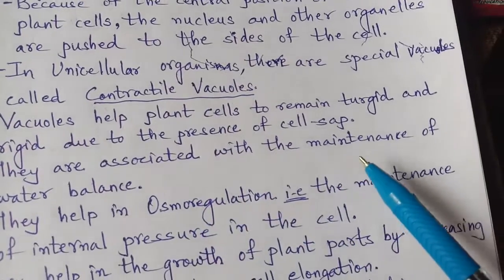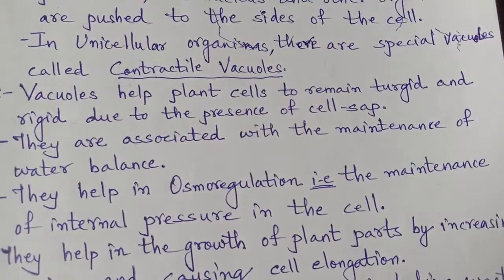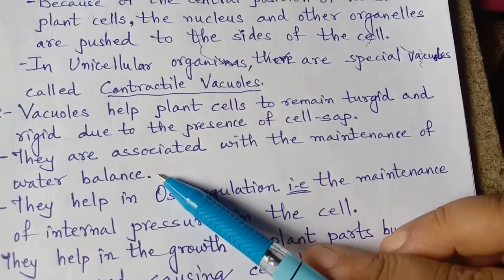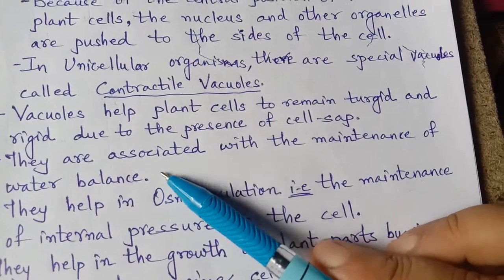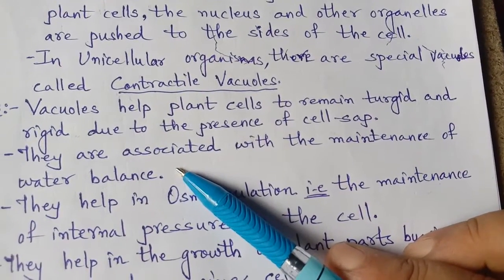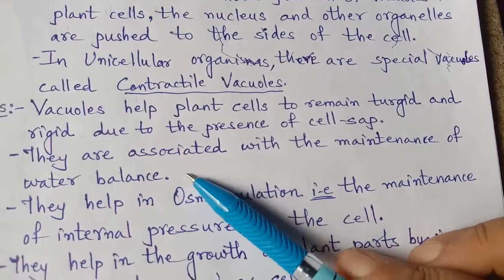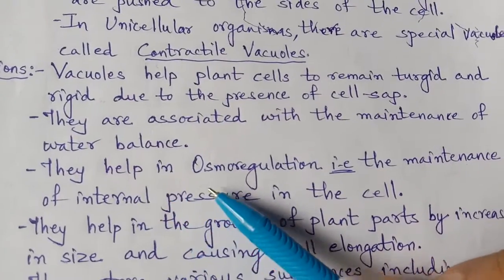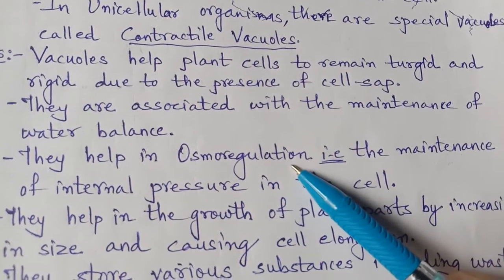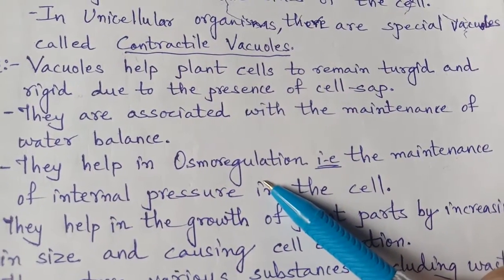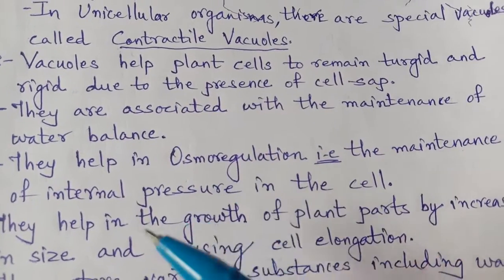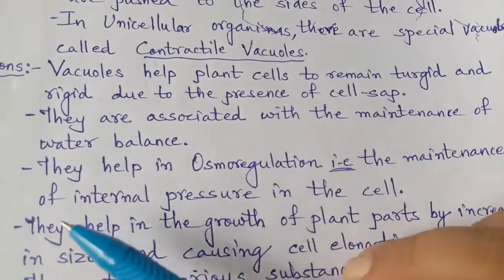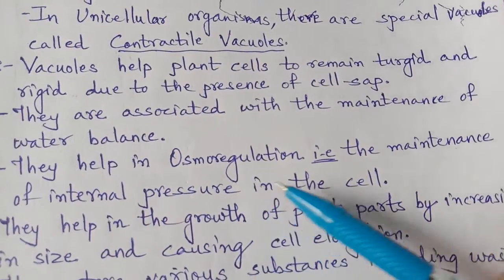They are associated with the maintenance of water balance. They are also helping in the water balance of the cell. Each cell organelle and each cell present in the living organisms, their body water balance is associated with the vacuoles. They help in osmoregulation. Osmoregulation, that means internal pressure of the living organism's body. Osmoregulation, that means the maintenance of internal pressure in the cell.